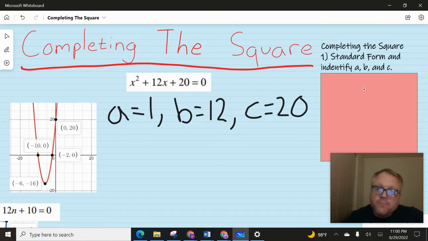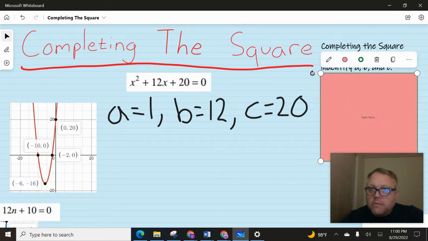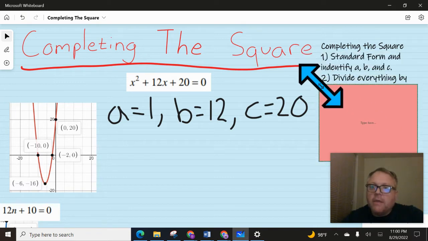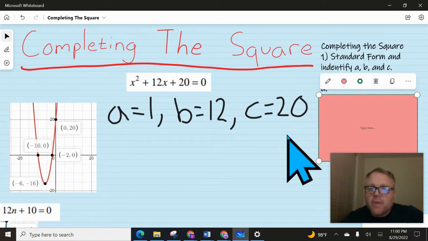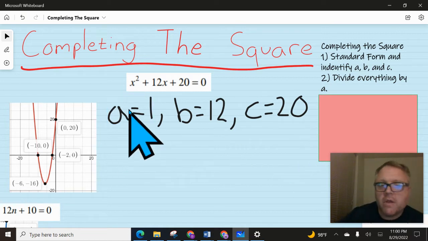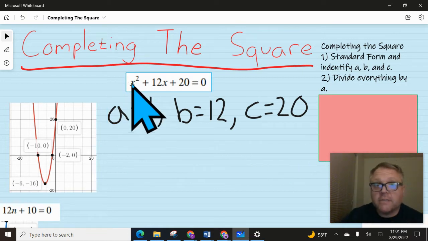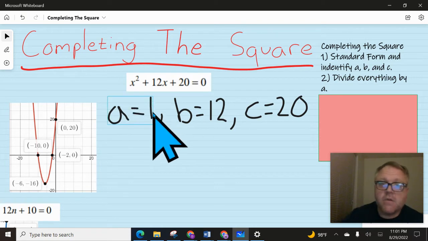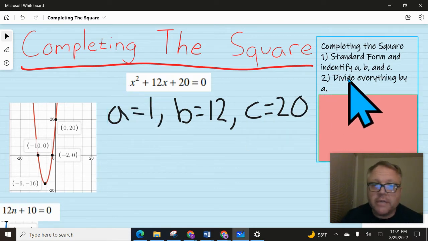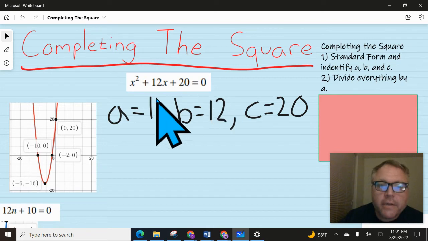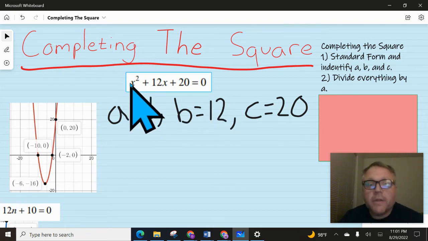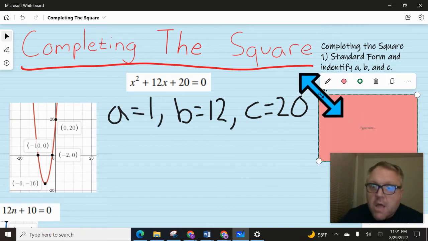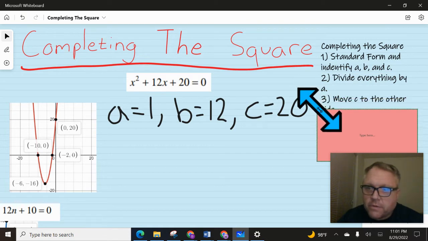Perfect. All right, so step 1 is done. Step 2, divide everything by A. A is the leading coefficient, and sometimes this is 1, like it is here, which is great because dividing by 1 does nothing, so it's already done for us. But in any event, you want the number in front of x squared to be 1 before you complete the square. So that's done for us, but it's not always done for us.